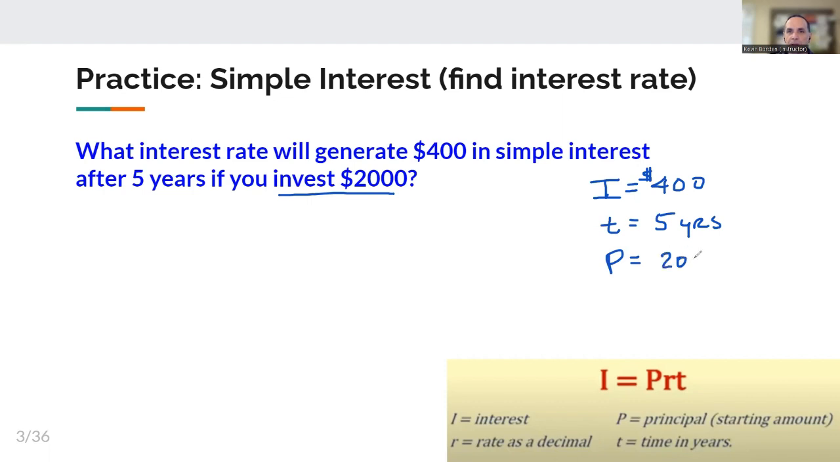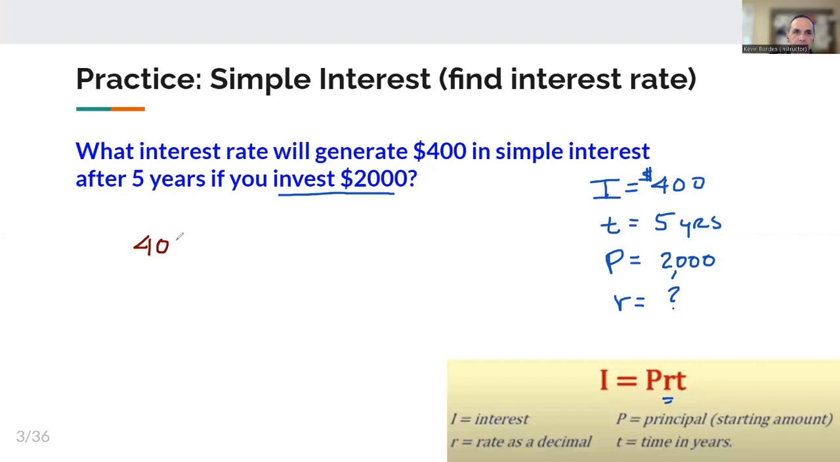Notice I'm writing these in different order, but the order really isn't important. It's important that I identify each one. But what don't we know here? We have interest, we have time, we have principal. We don't know the rate. So the rate is what we're trying to figure out this time. So let's put this together with our equation and see how this is going to work.